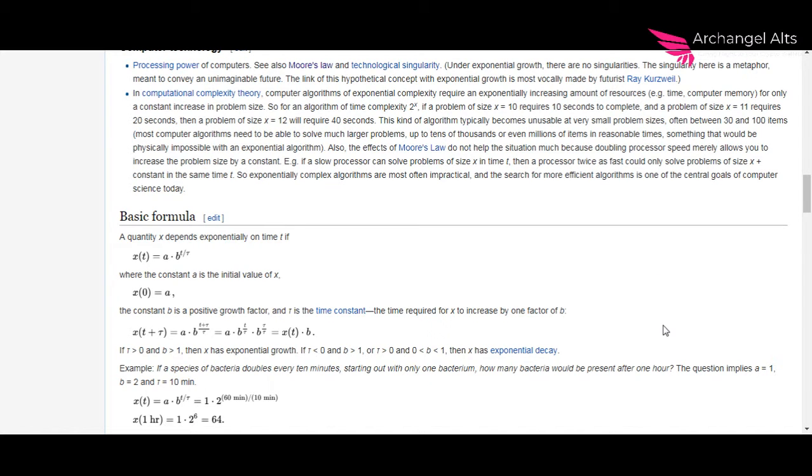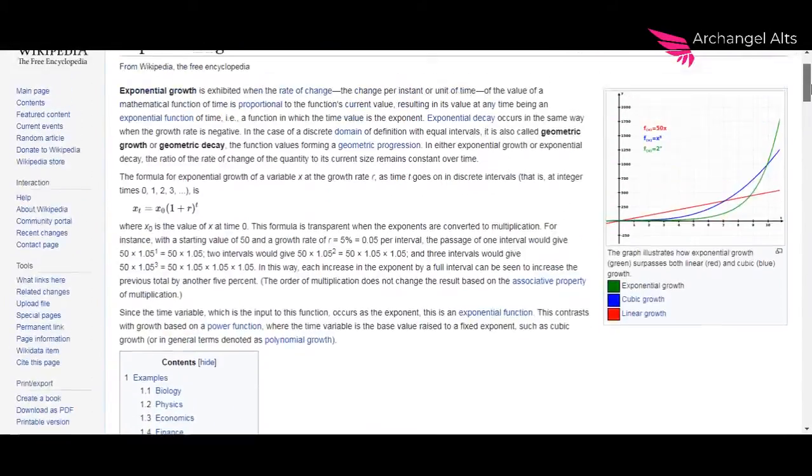So, anyway, Moore's law is what we're moving into next. Once you understand, exponential means your exponent is the thing that's changing over time.